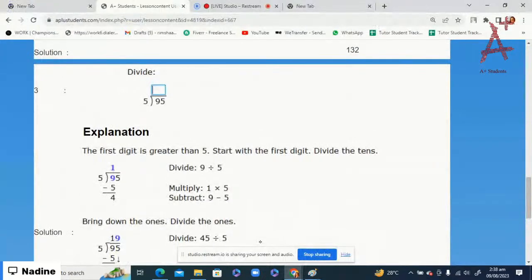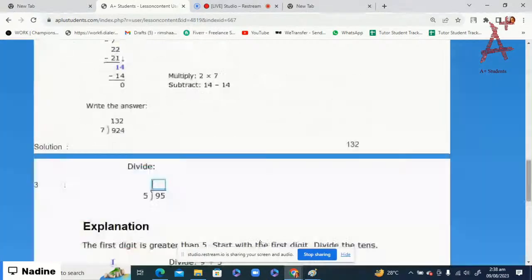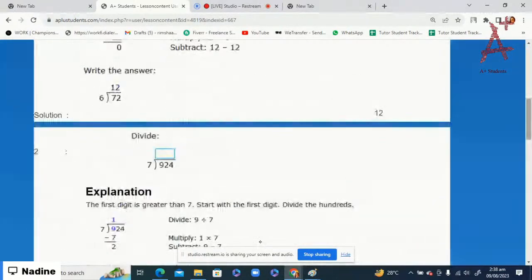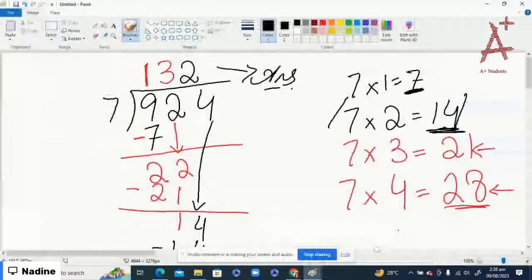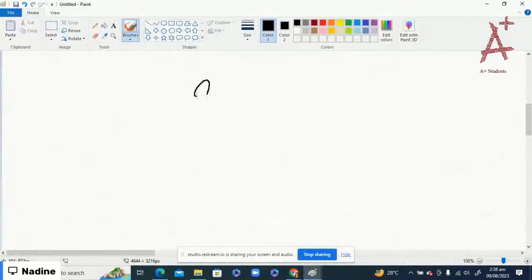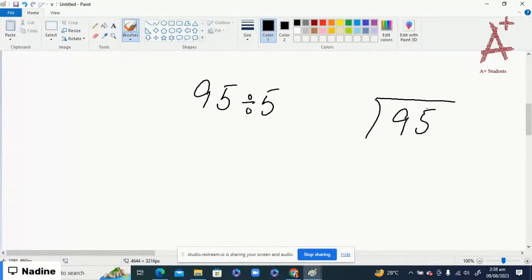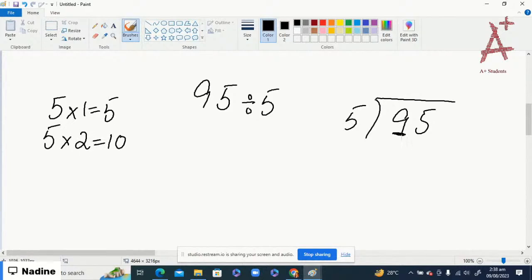So here 95 divided over 5. Okay, let's divide that one. So here the question is 95 divided over 5. Let's divide. Here let's write the table of 5. 5 times 1 is 5. 5 times 2 is 10. Look at here, but here is 9, and here is 5 and 10. So this 9, so same we are putting the smallest number, not the greatest one.